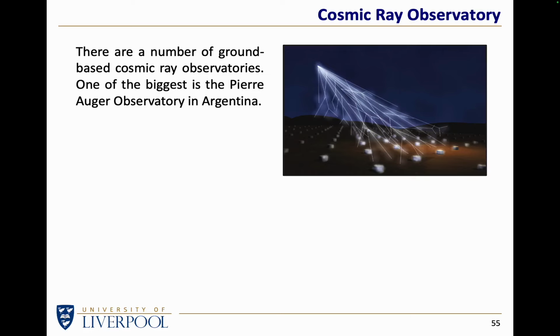Ground-based cosmic ray observatories, there are quite a few around the world. One is called the Pierre Auger Observatory, and it's in Argentina. Again, this is just an artist's impression on the right-hand side, indicating that if a particle comes in, it produces an air shower, which can then be picked up by these ground-based detectors.